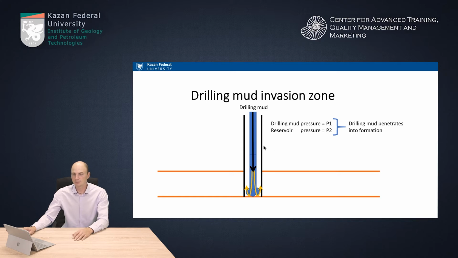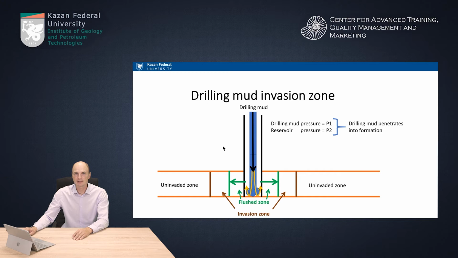Simultaneously, we know that we do have a kind of a drilling mud pressure inside the well, and we do have a kind of a reservoir pressure inside the formation. And in case the drilling mud pressure is higher than the reservoir pressure, we're going to have the drilling mud penetration into the formation. Once the drilling mud penetrates into the formation, it pushes away the original reservoir fluid. So our situation changed a bit.